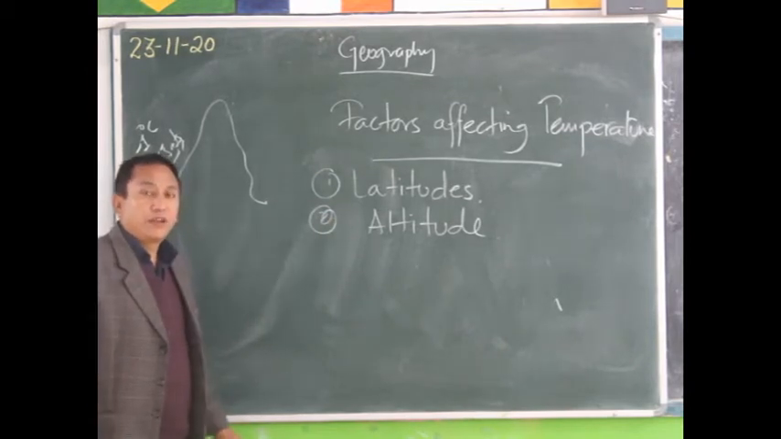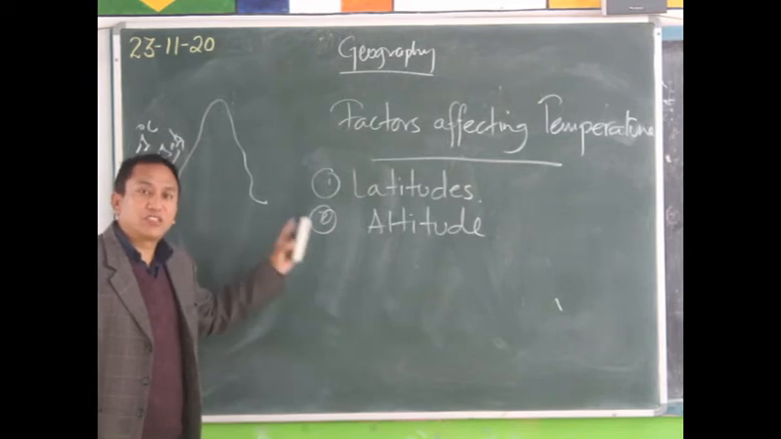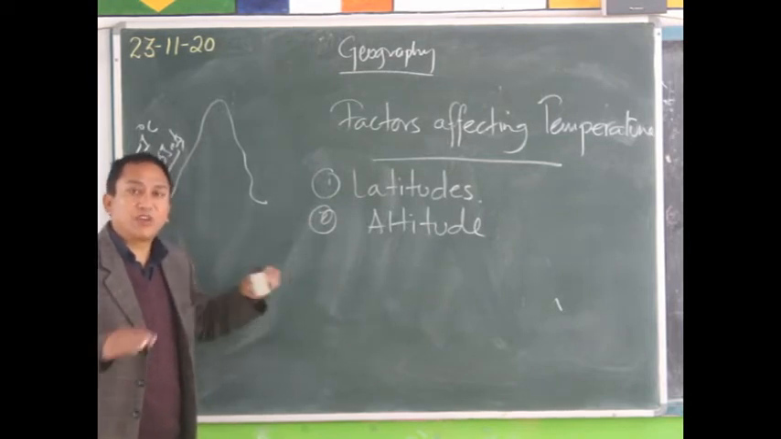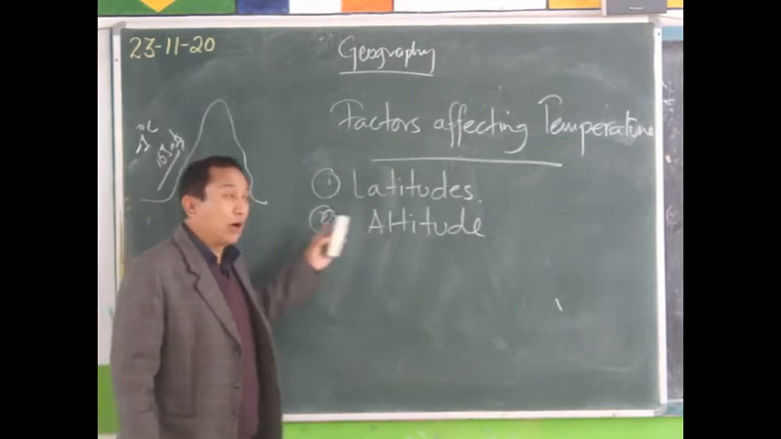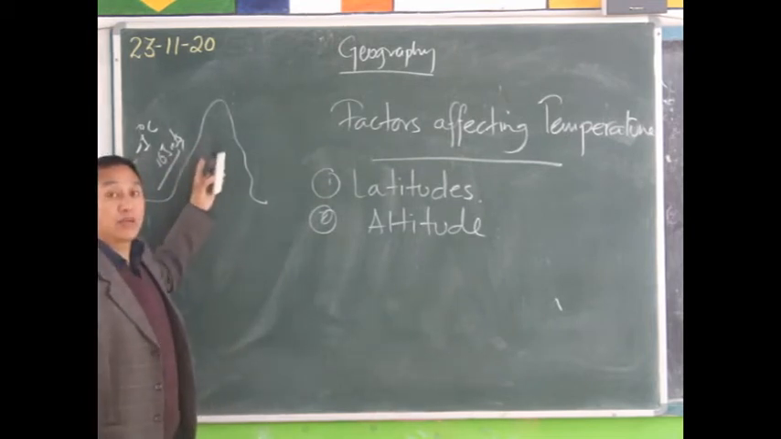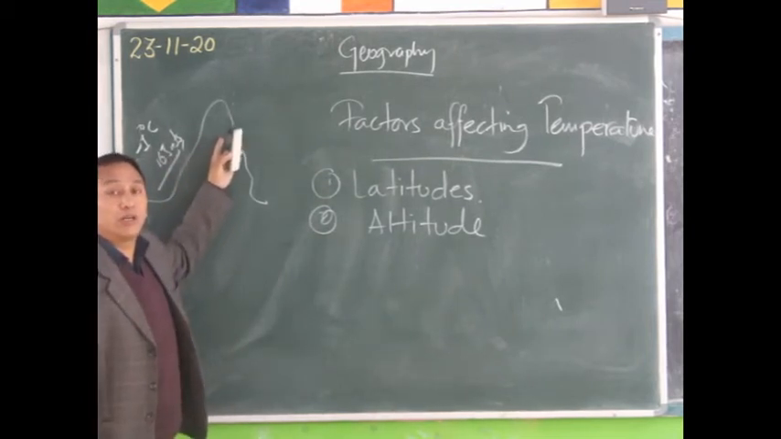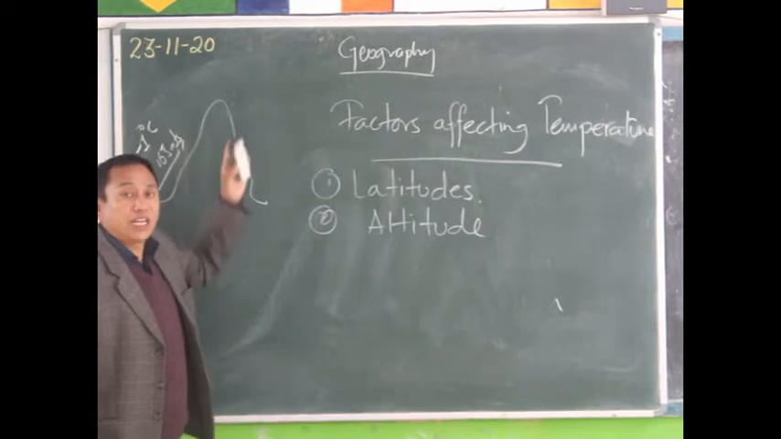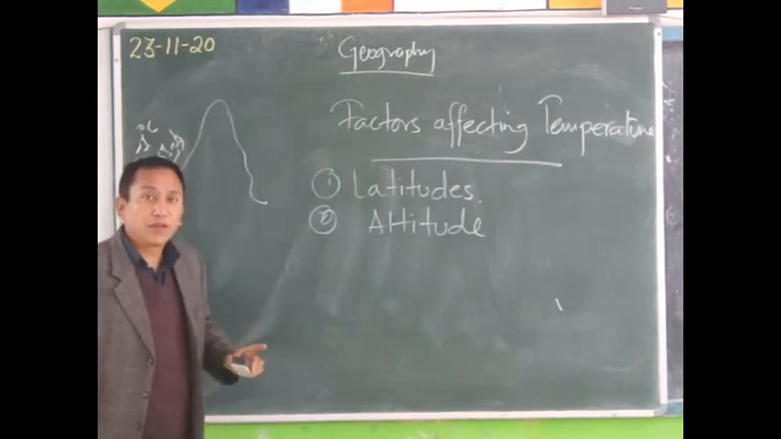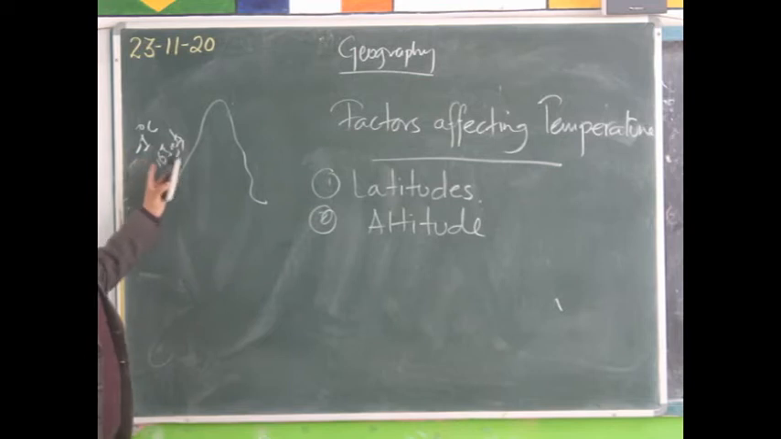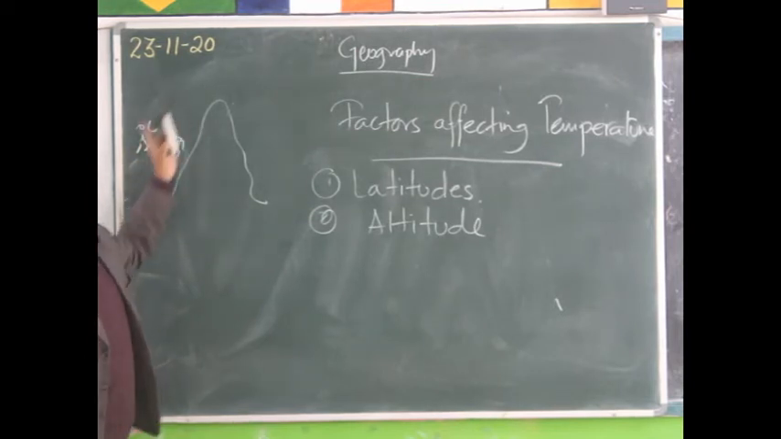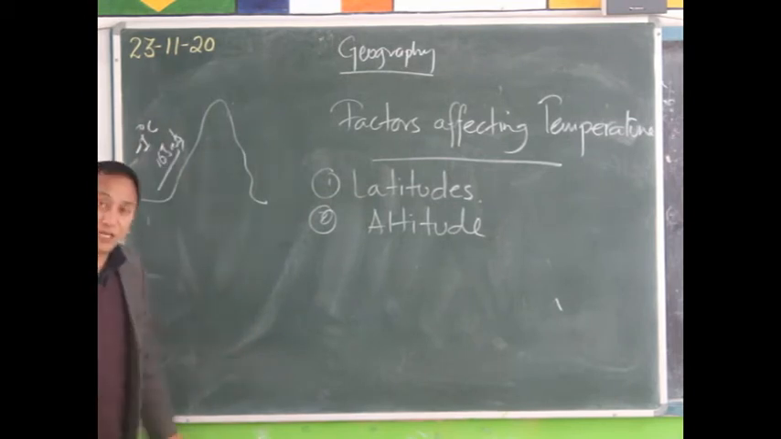See? If you go to the plains, the temperature is very high, because of which it's very warm. But as you go higher up the mountain, as you climb up the mountain, the temperature gets lower and lower and lower and lower, colder and colder. That is because of altitude. That is because the lapse rate states that for every 165 meters you climb up the mountain, the temperature will go down by 1 degree centigrade.